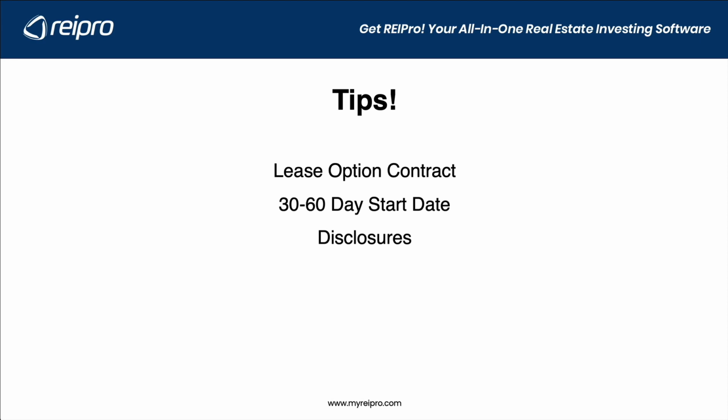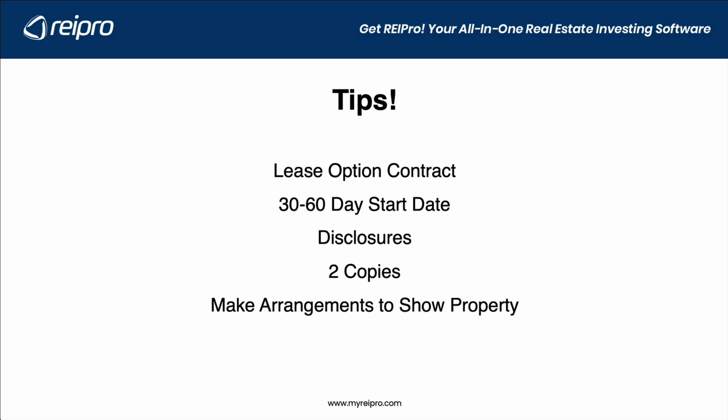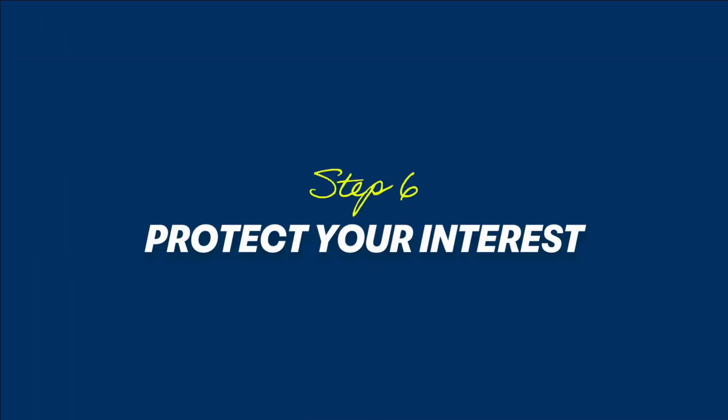Disclosures. In our lease option contract, we have all the disclosures that you need. Obviously, you want to make 2 copies, one for you and one for the owner. You need to make arrangements to show the property, right? So at this point, the owner already knows that I'm not personally moving into the property and that we work with people that are looking for opportunities like this. So we'll need to show the property. Try to get a key if you can. Now, if the property owners are still living in the property, we're going to have to coordinate that around their schedule.